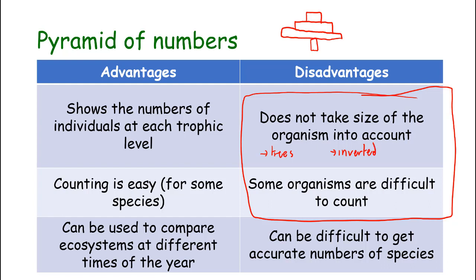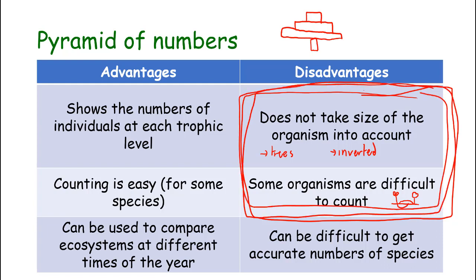As well as that, some organisms are difficult to count. If we'd have been talking things like strawberries or buttercups, and strawberries actually grow up with their little plant here, but then they send runners either down below the surface or up above. So it's very difficult to work out what actually one plant is. And as a result, it's difficult to get accurate numbers of species in some cases. But as I say, of all the information here, this is the bit that you need to focus on. It does not take the size of organism into account, and some organisms are very difficult to count.